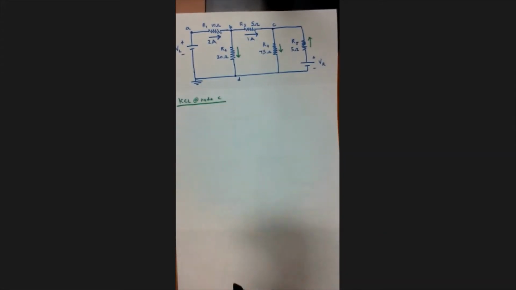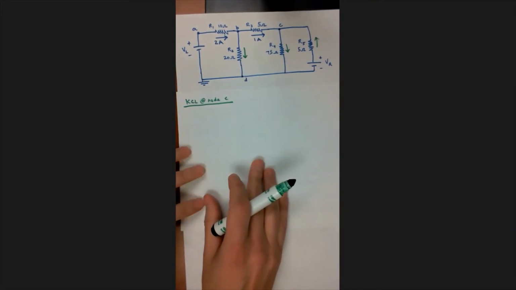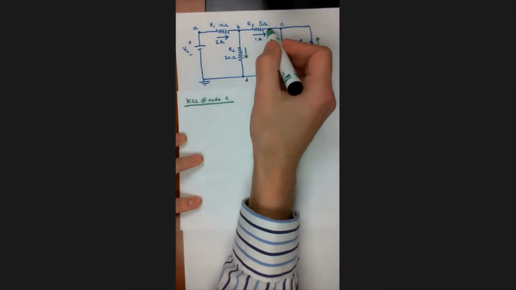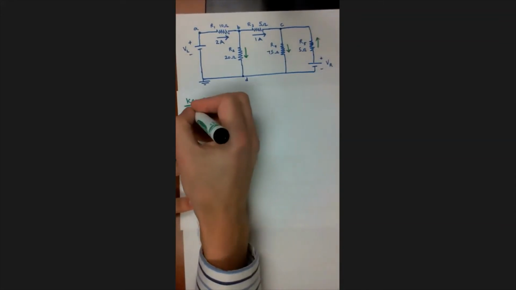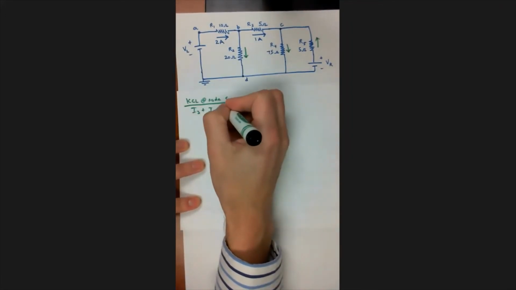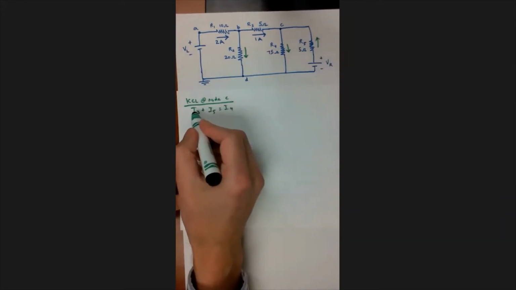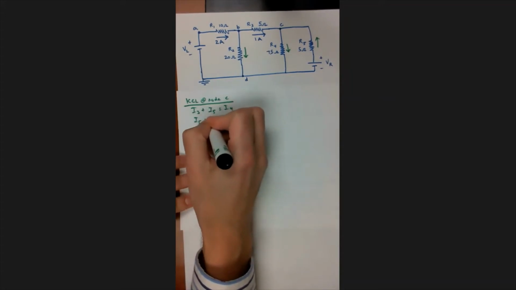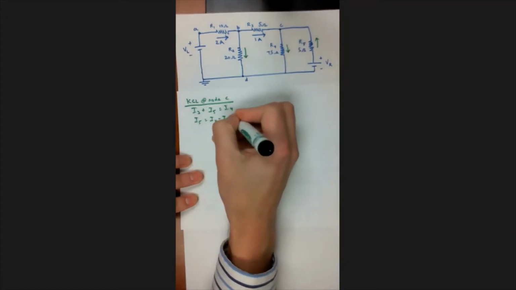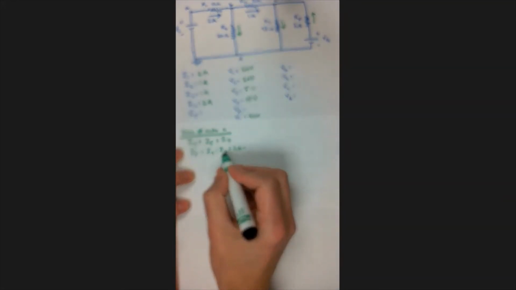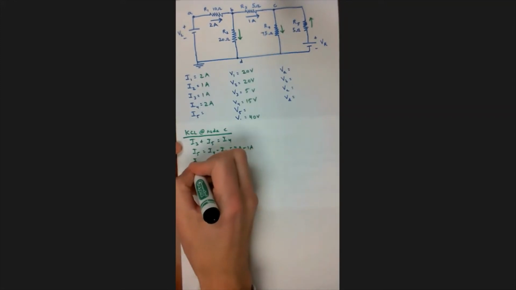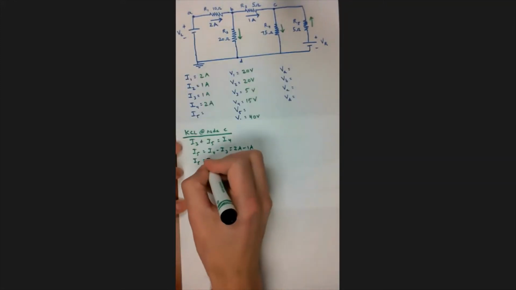KCL at node C. All the currents coming in equals all the currents coming out. What's coming in? I3 and I5. What's coming out? I4. And what we're trying to find is I5. That's our unknown. So subtract I3 from both sides. I5 equals I4 minus I3. I4 is 2 amps. I3 is 1 amp. So I5 equals 2 amps minus 1 amp, which is 1 amp.